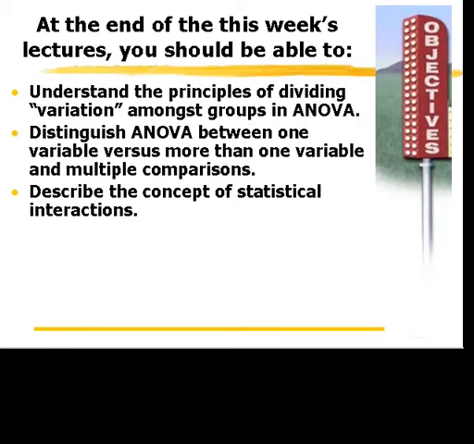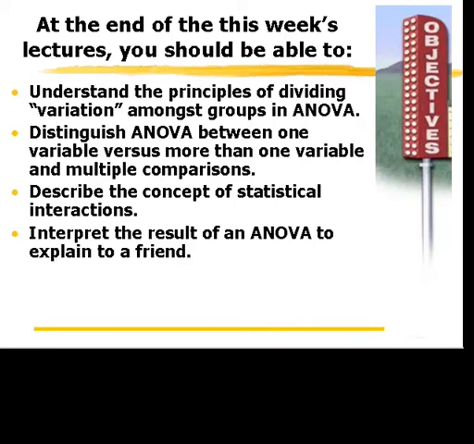And third, to discuss the concept of statistical interactions, to interpret the result of an ANOVA and explain it to a friend. And again, this is really the key element of the course, not so much to be able to calculate the analysis of variance, but to be able to take a look at a journal article that has used the analysis of variance to decide whether they have used it appropriately and to decide whether they have interpreted it correctly in the journal article.